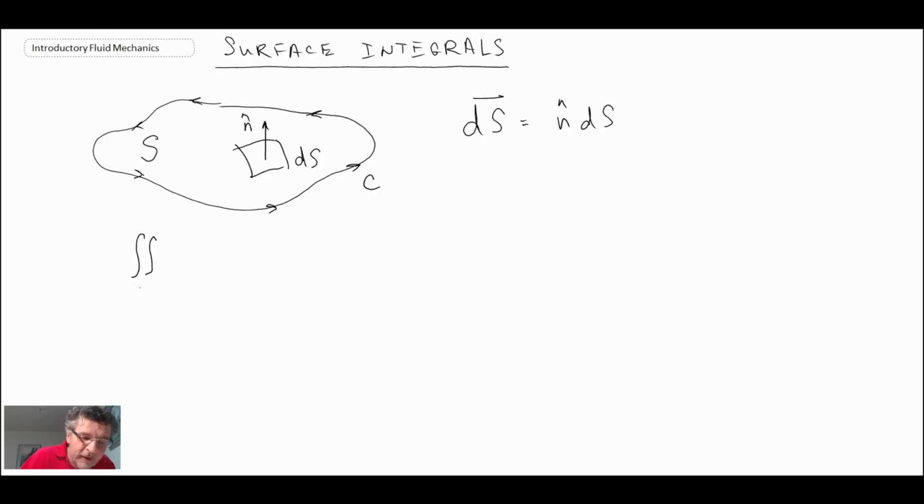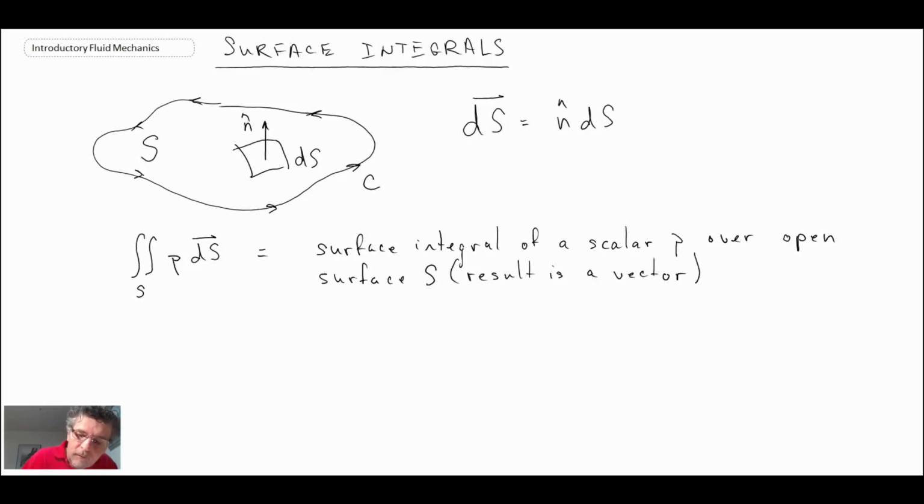And whenever you're doing a surface integral, quite often it'll be denoted with two integral signs to denote the fact that you're integrating over a surface. And let's assume that we're doing a surface integral with a scalar to begin with. So when you do this, you take a scalar over the surface, and in this case it's an open surface, it will result in a vector.